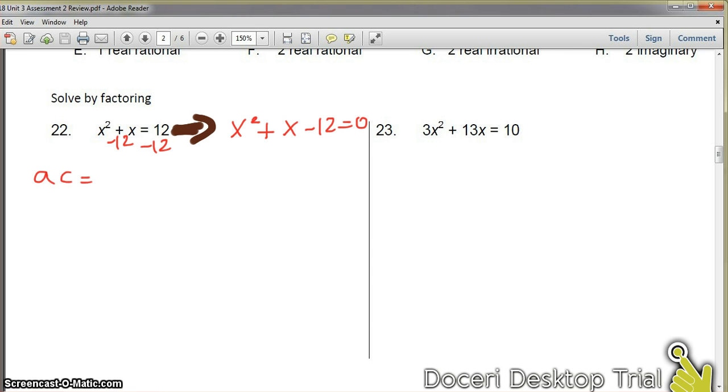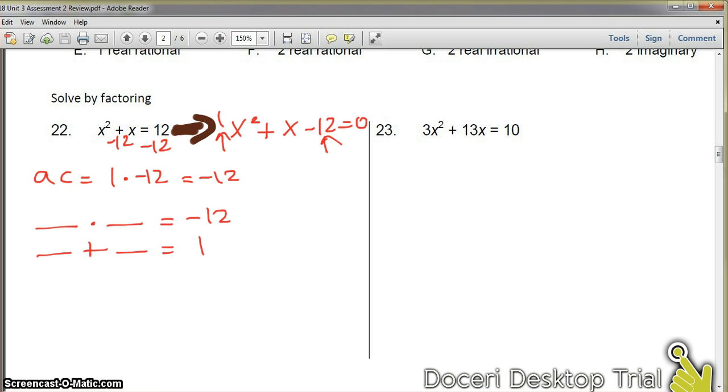AC, always find AC. AC is 1 times negative 12, since A is 1 and C is negative 12. So the answer is going to be negative 12. It means you have to multiply. Think of two numbers that, when you multiply, you get negative 12, and when you add them, you get 1.